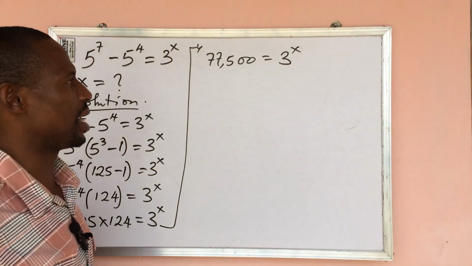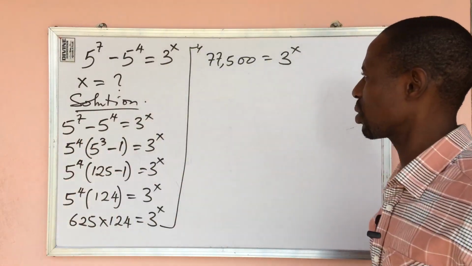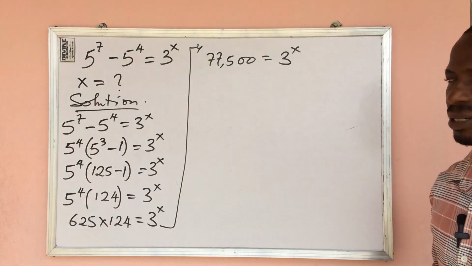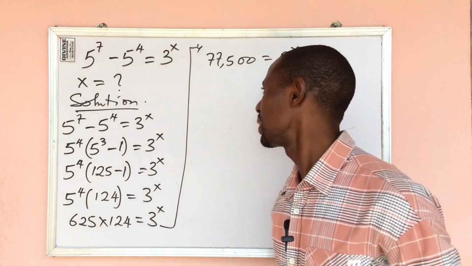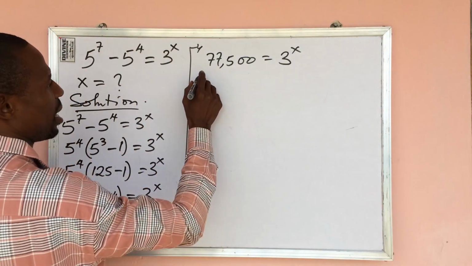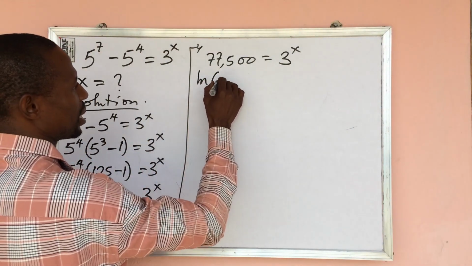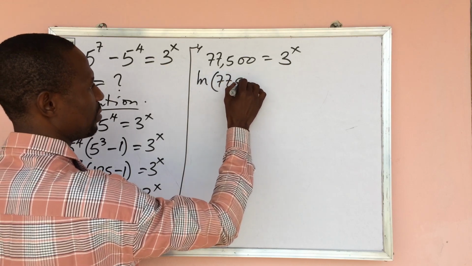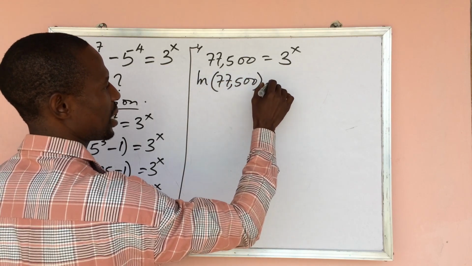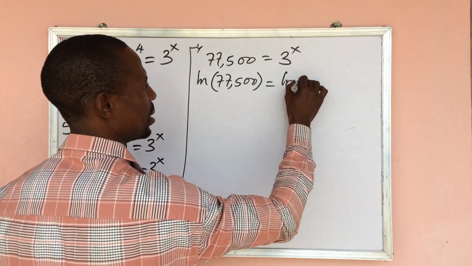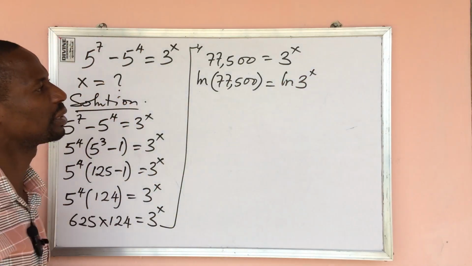How do we now get our x? We're going to take the natural log of both sides. So we introduce ln to both sides. So we have ln of 77,500 equals ln of 3 to the power of x.